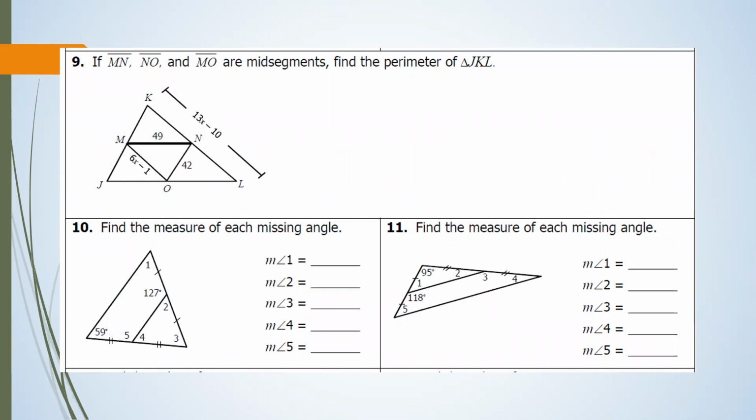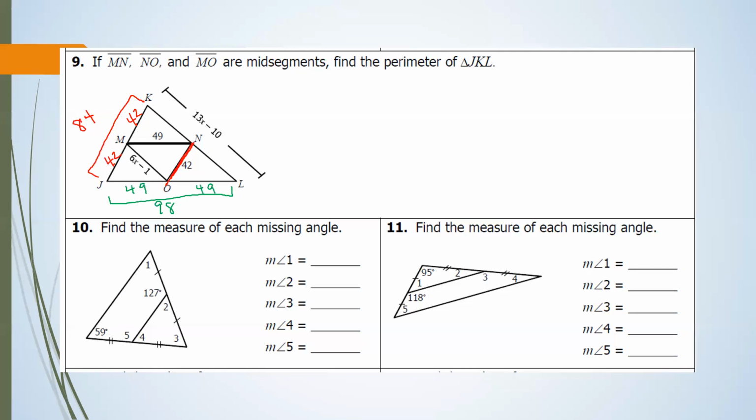Okay. You may also be asked to find the perimeter given some midsegments. It says that MN, NO, and MO are midsegments. That's great. Let's find the perimeter of the big triangle. I always like to start with the numbers that are given to me. So like NO is 42. So that means that KJ has to be twice that, 84. And you could even say that these two pieces are 42 if you needed to. Then I see that MN is 49. So that means that JL is twice 49, which is 98. And each of these little pieces here is 49.